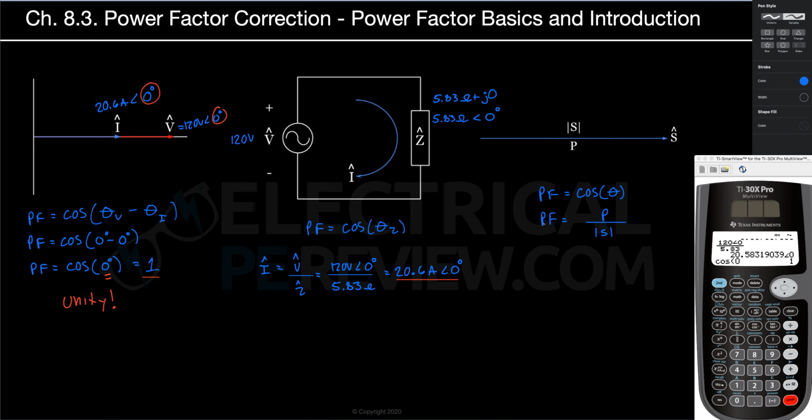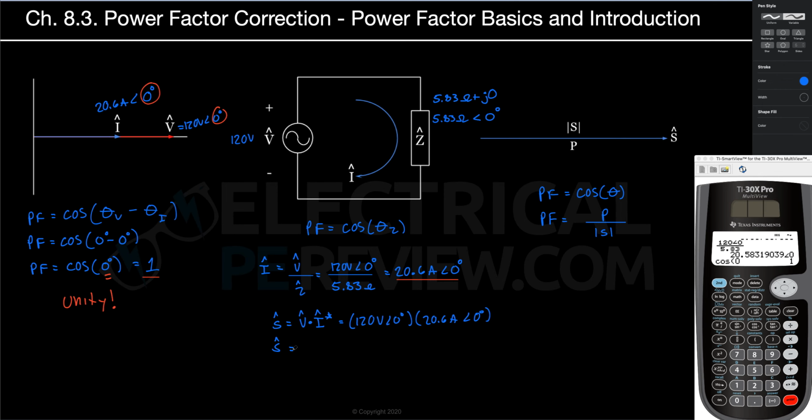All right, let's calculate our complex power and then use these formulas underneath our power triangle. And you'll notice our power triangle doesn't really look like a triangle anymore, and we're going to explain why. All right, our complex power, complex S, is going to be complex V times complex I conjugate. So I have 120 volts at 0 degrees times 20.6 amps at 0 degrees.